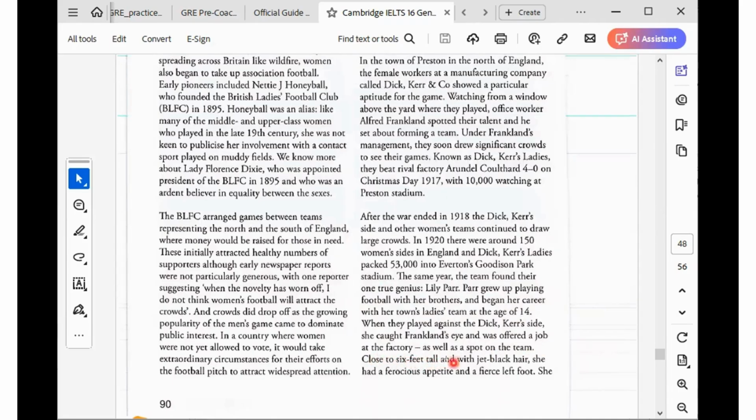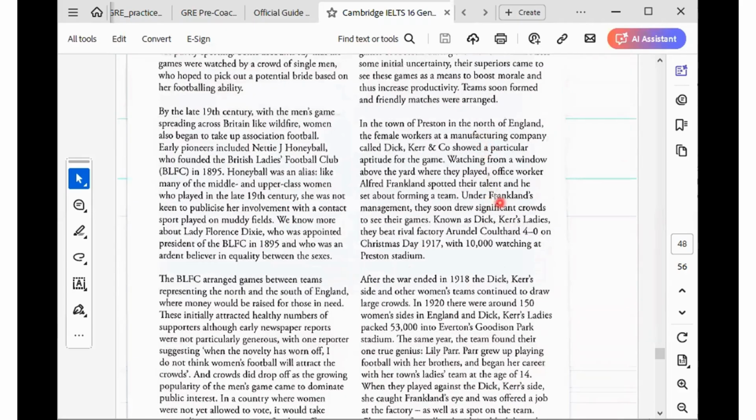Close to 6 feet tall. Hold on. Frankland. Under Frankland's management. Hold on. In the town of Preston, north of England, the female workers at the manufacturing company showed a particular aptitude for the game. Watching from a window above the yard where they played, office worker Alfred Frankland spotted their talent and he set about forming a team.